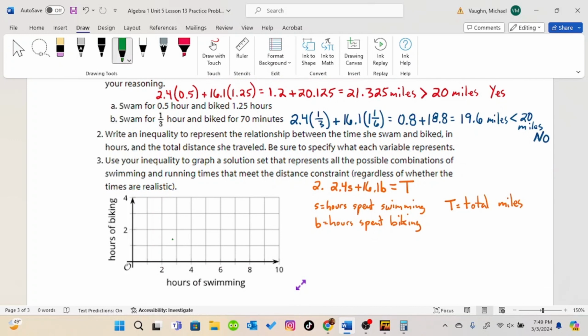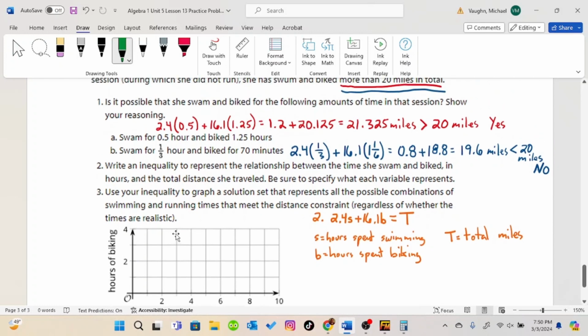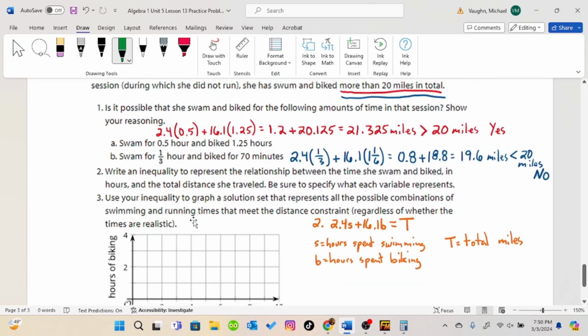And number 3, use your inequality to graph a solution set that represents all the possible combinations of swimming and running times that meet the distance constraints regardless of whether the times are realistic. So now we are talking about the constraint where this needs to be greater than 20 miles total.